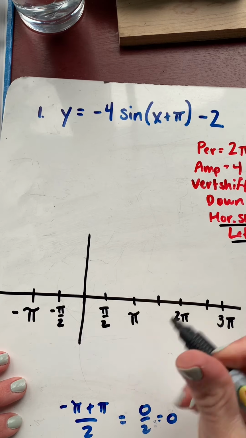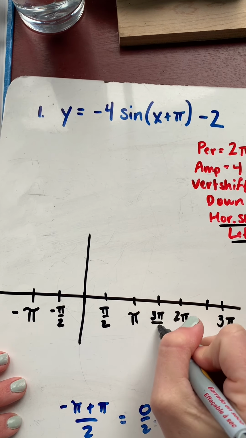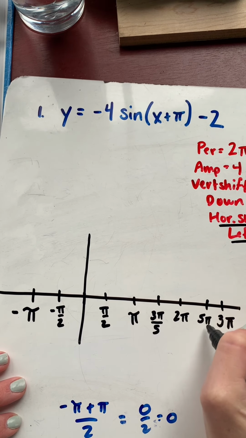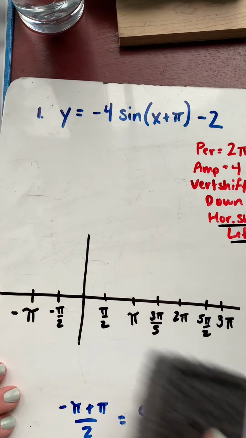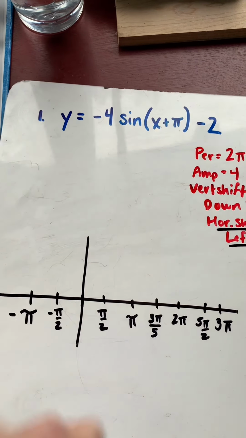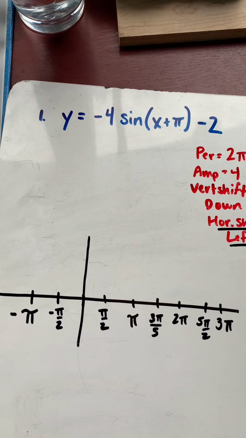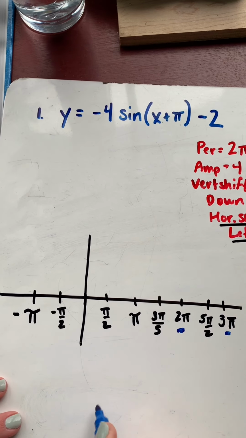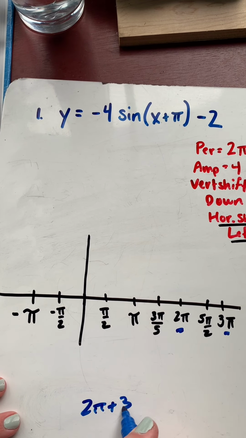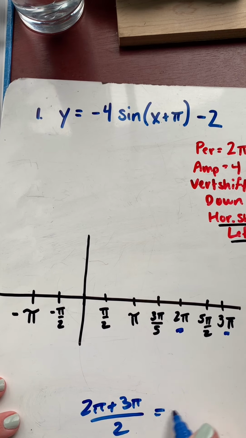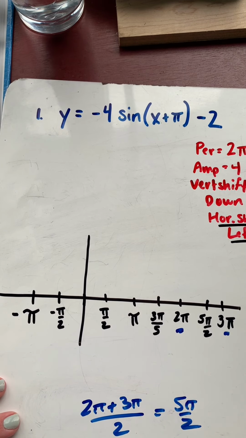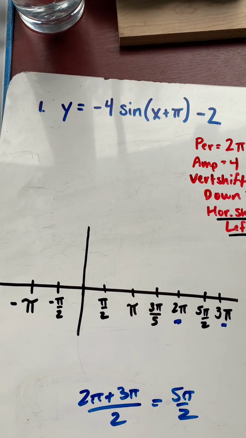Halfway between pi and 2 pi is 3 pi over 2, and 5 pi over 2. Again, I'm just taking those endpoints and dividing them by 2. So just for example, if I'm getting halfway in between 2 pi and 3 pi, I'm just going 2 pi plus 3 pi divided by 2. And reduce the fraction as much as I can.